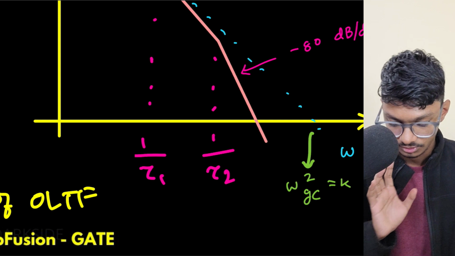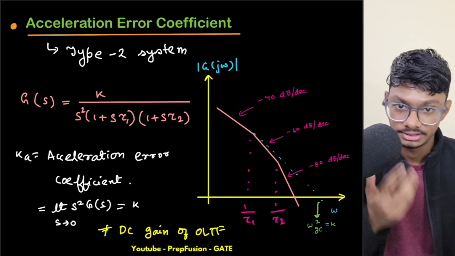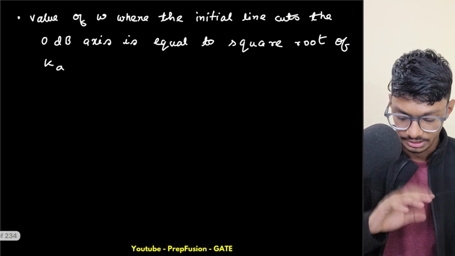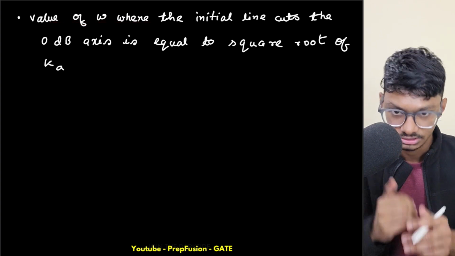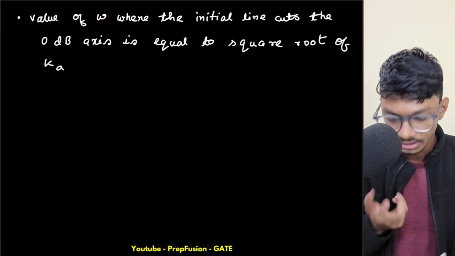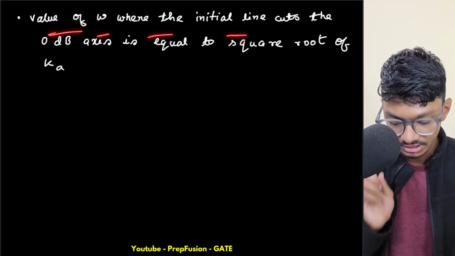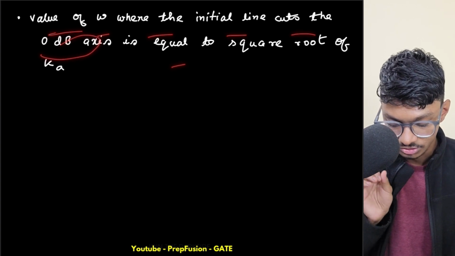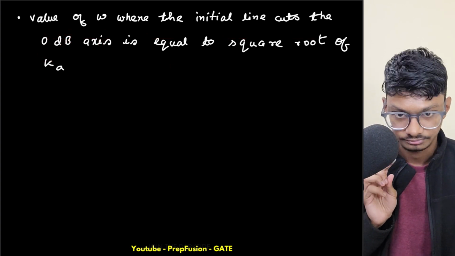This also you can write. Okay, so how does this come up? I have explained this again. I will explain this, but first let's read this. The same thing is written over here: the value of omega where the initial line cuts the 0 dB axis is equal to the square root of k.